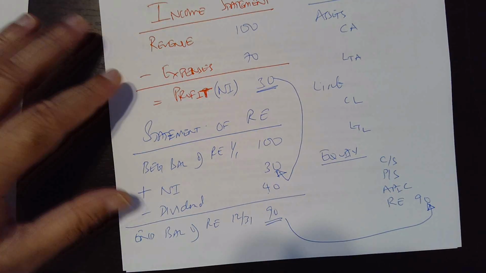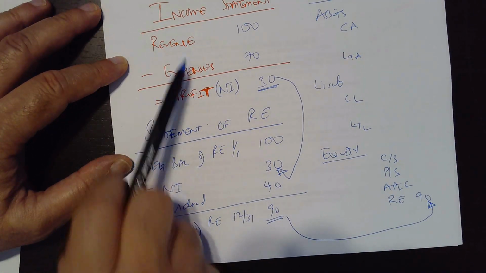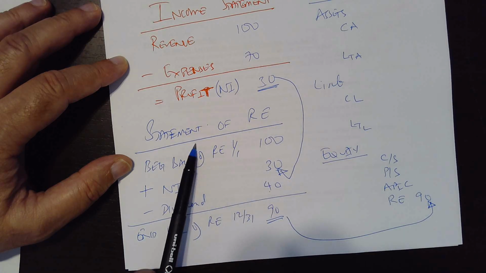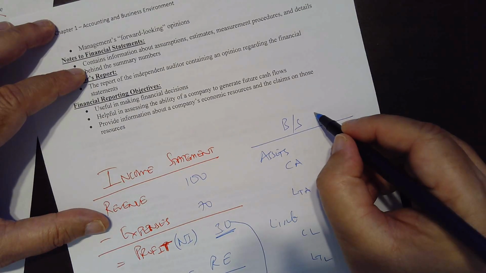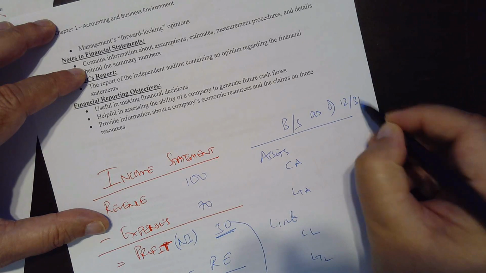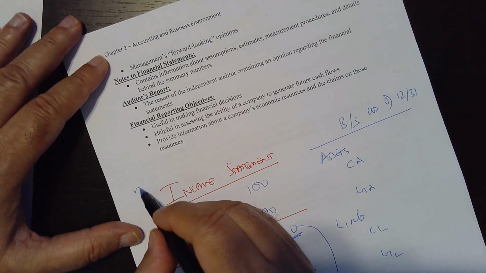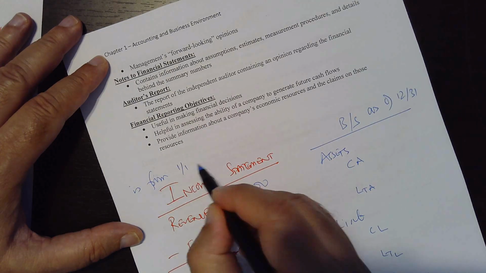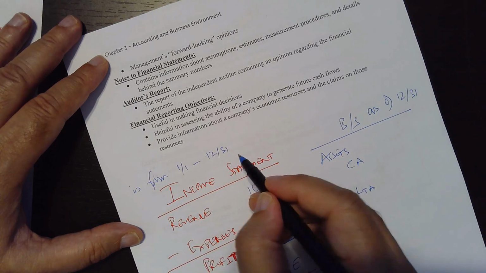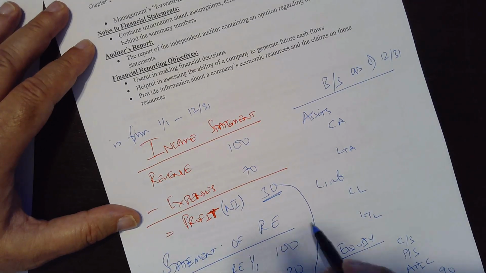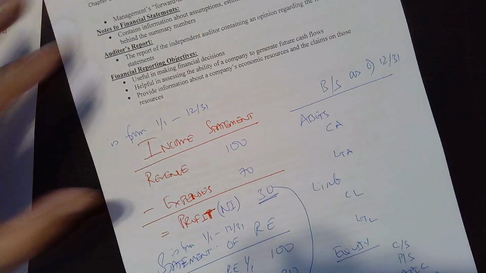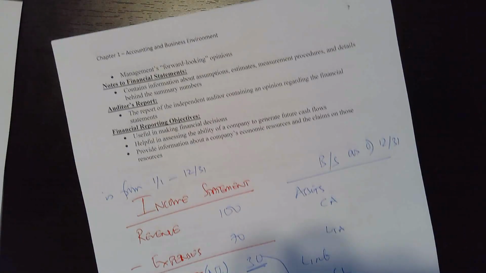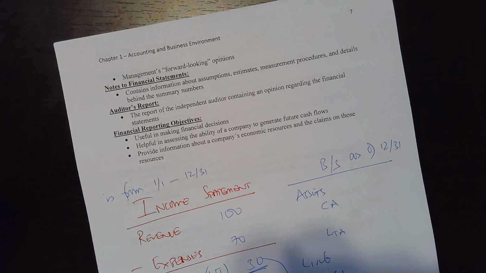So this way you can see that your income statement provides the profit and net income, which goes to the statement of retained earnings, $30. That gives you the ending balance, and it's listed over here. And the balance sheet is as of December 31st, but the income statement is from January 1st to December 31st. And the same thing, the statement of retained earnings is from January 1st to December 31st. Okay, I hope that helps you.